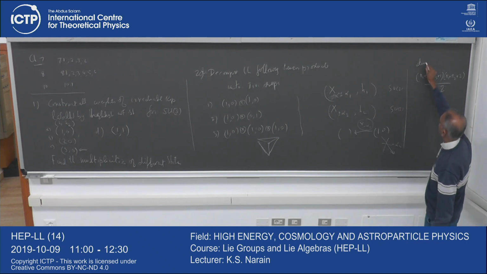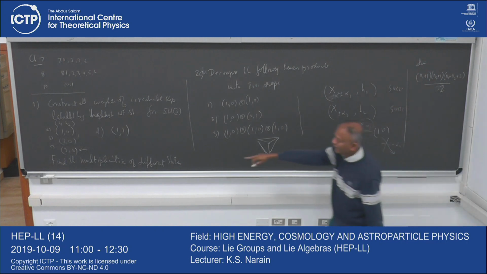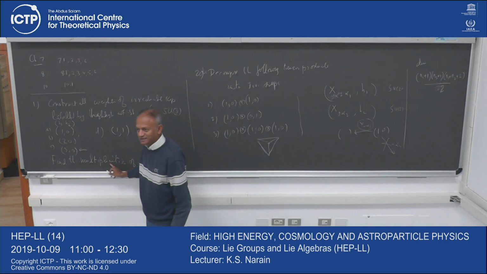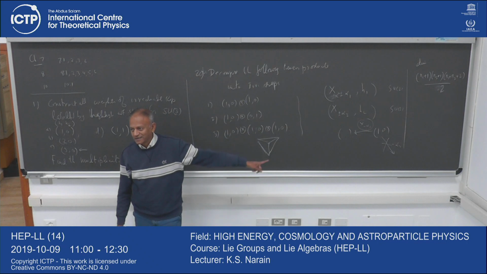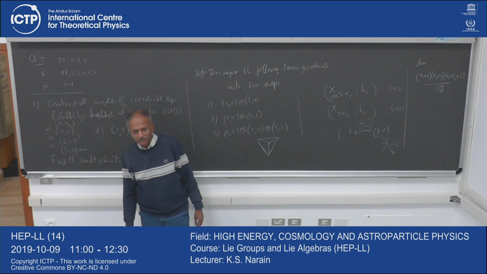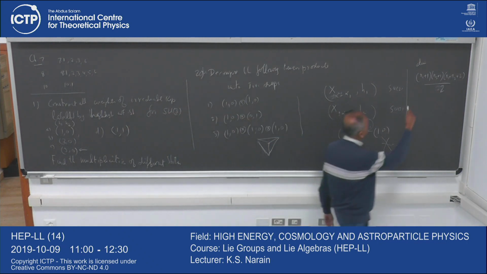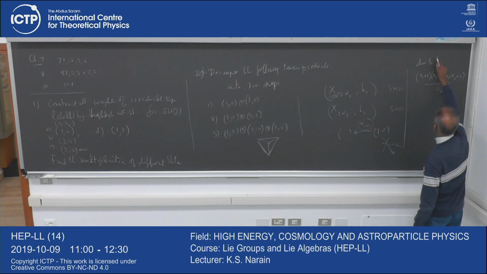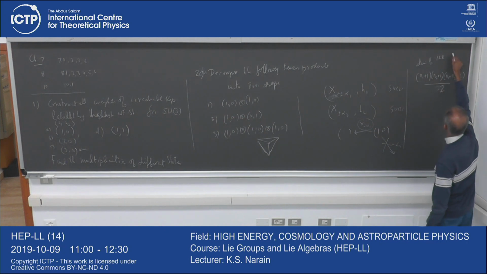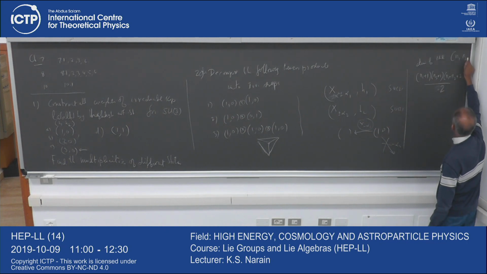So in fact, you could check that. If you're not getting the multiplicities right, you would not agree with that result. So that is another way to check it. So this is the dimension of the irreducible representation labeled by N1 and N2.